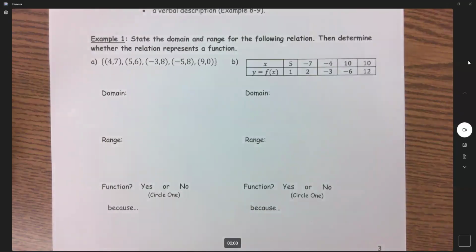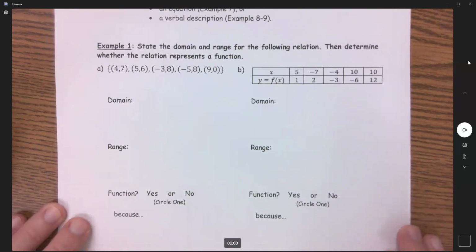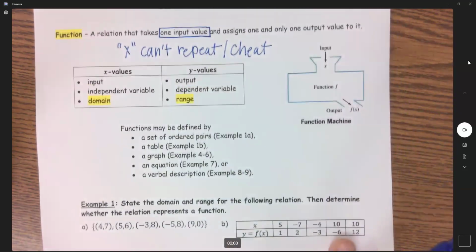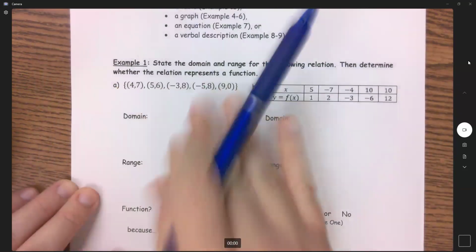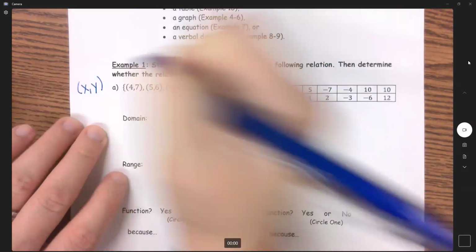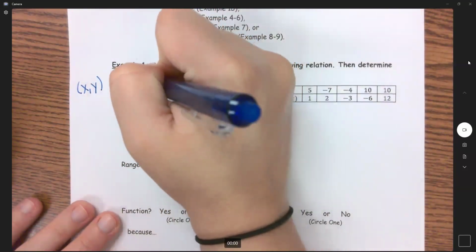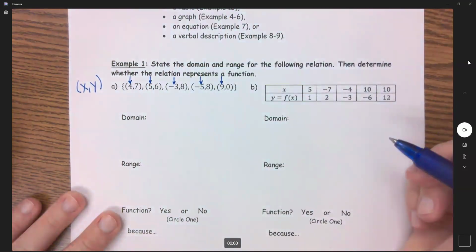Example 1 says to state the domain and range for the following relations, then determine whether the relation represents a function. So here we have 1, 2, 3, 4, 5 different ordered pairs. The first thing that we need to list here is my domain. Now, if I go back up to the top here, my domain is represented by my x values. So in ordered pairs, this is always x, comma, y. So I want to list every x value, which is the first number in each of these ordered pairs.